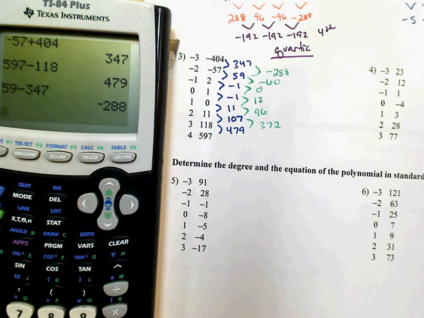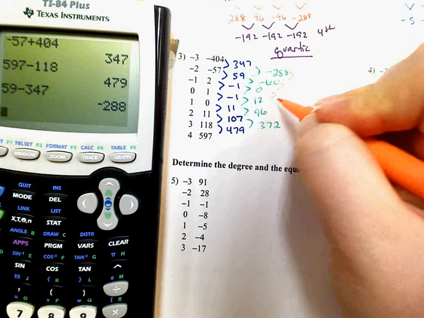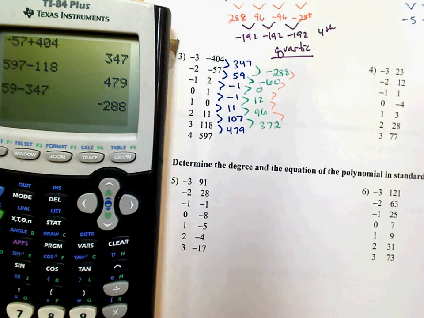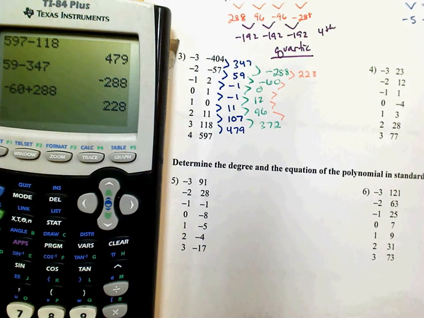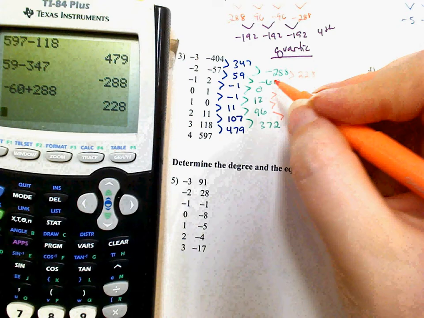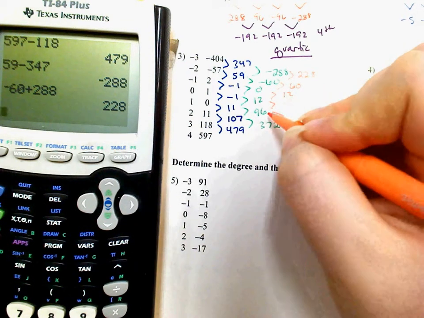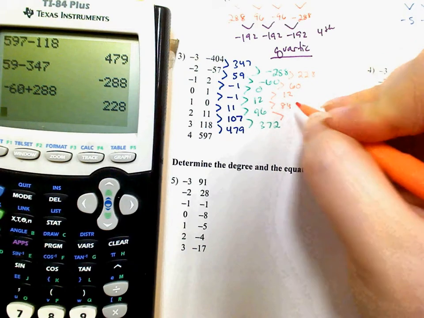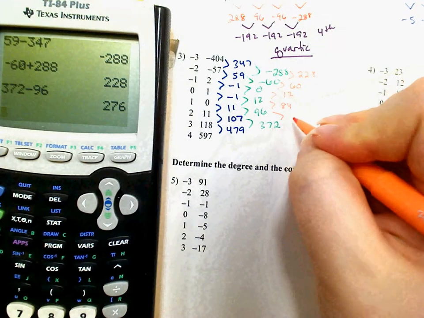Alright, the next row. Negative 60 plus 288 is 228. And if at some point things don't work out, then I will check to make sure that I didn't make any mistakes, because that can happen. 0 minus a negative 60 is 0 plus 60, so 60. 12 minus 0 is 12. 96 minus 12 is 84. And 372 minus 96 is 276.